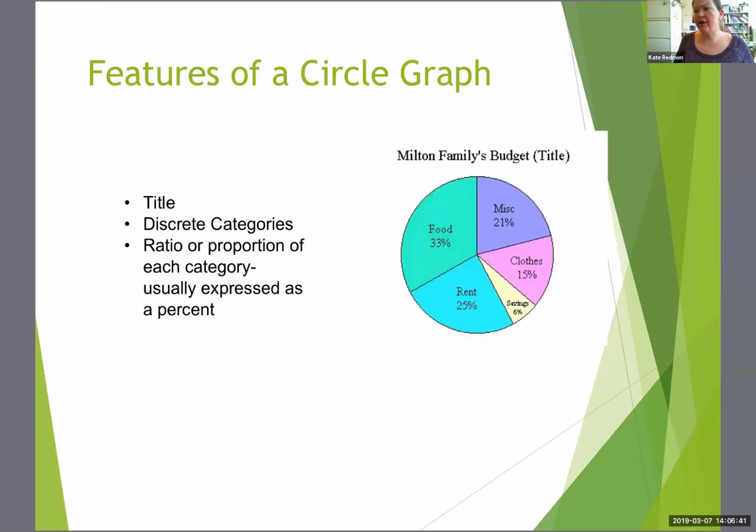What is a circle graph or a pie chart? Oh, pretty simple. It's the circle. Okay, so not too stressing. I have one over here, but just some features I want you to notice. You'd better have a title on your circle graph that tells you what it's about.